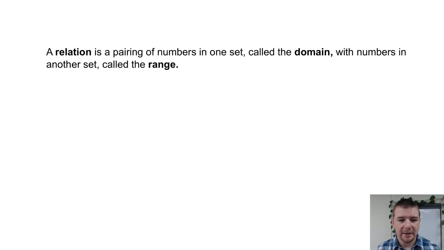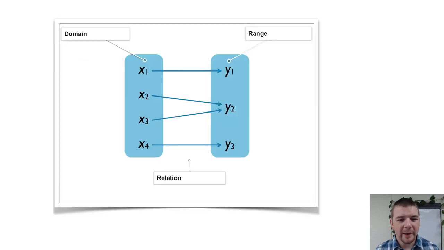A relation is a pairing of numbers in one set, called the domain, with numbers in another set, called the range. Here we can see the terms domain, range, and relation showing some values in the domain, x1, x2, x3, and x4, being mapped to some values in the range, y1, y2, and y3. This type of diagram is called a mapping diagram.